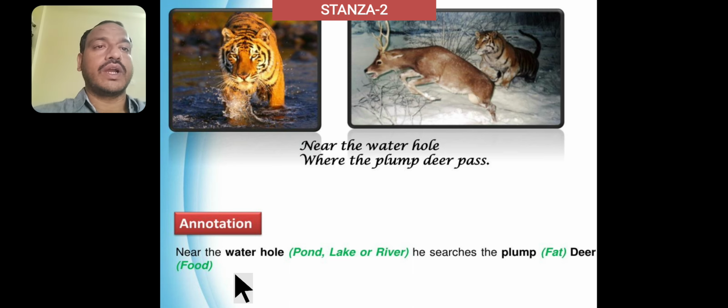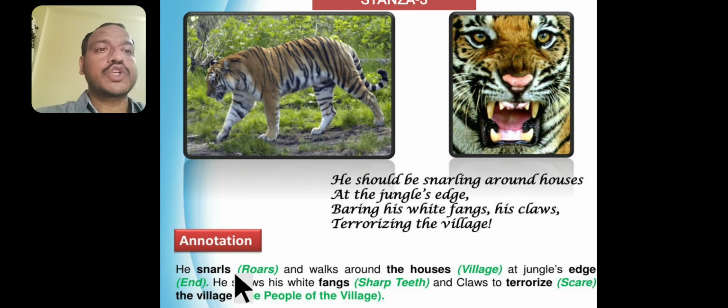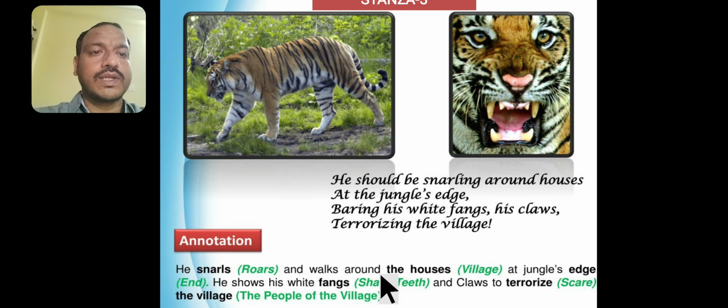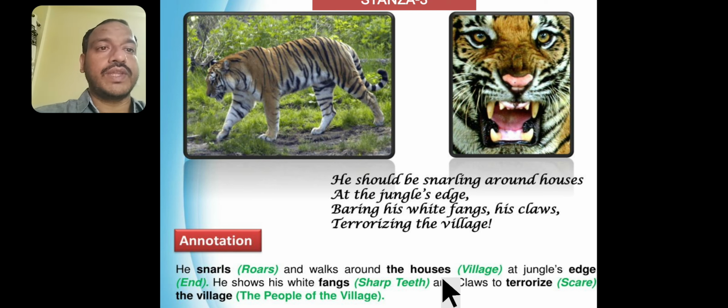Next, moving on to stanza 3. He should be snarling around the houses at the jungle's edge, baring his white fangs, his claws, terrorizing the village. So, the tiger snarls and walks around the houses. At the jungle's edge, he shows his white fangs and claws to terrorize, which means to scare, the village people. So, this is the nature of the tiger, which is expressed by the poet in this stanza.